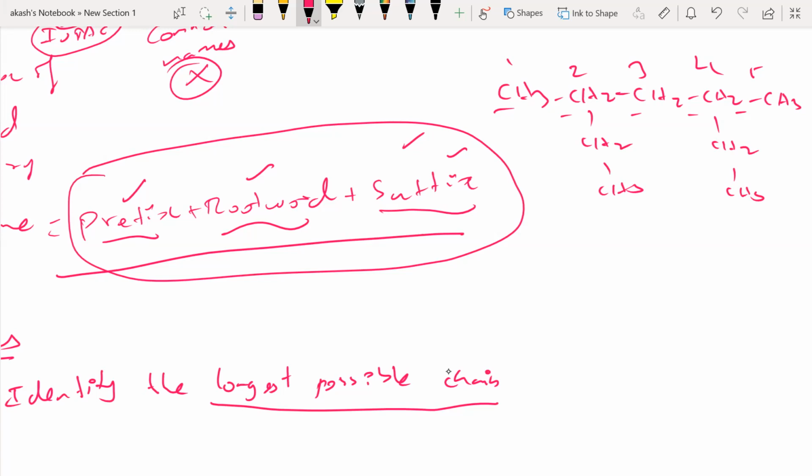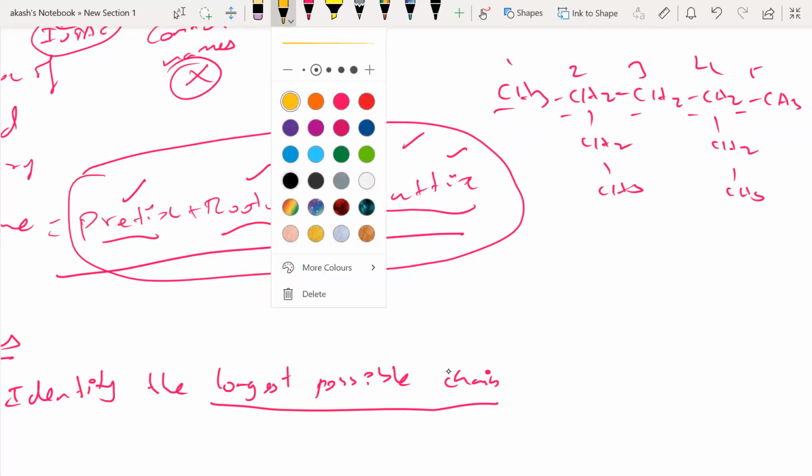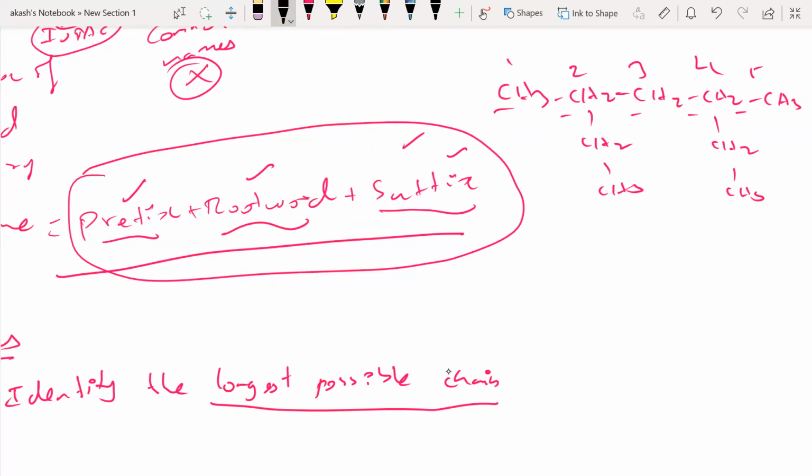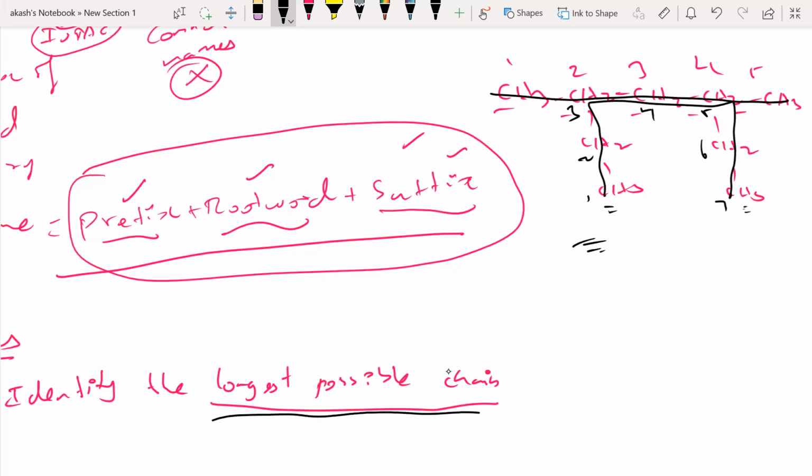Okay, so there's another possibility, right? So if we use some other color. Right. So I can start with this carbon and end with this carbon. How? 1, 2, 3, 4, 5, 6, 7, I'm getting. So this side, if you go, I'm getting only 5. But this, if I take, I'm getting 7 carbon atoms. So obviously 7 carbon atoms is correct because I identify the longest possible chain. Not some possible chain. You have to identify the longest possible chain.